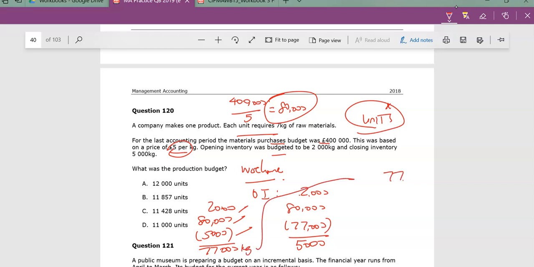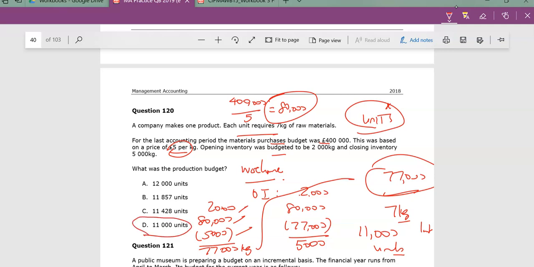They got their 77,000 kilograms, and it says that they use 7 kilograms to make 1 unit. So they must have made 77,000 divided by 7, which is 11,000 units. That was the plan. They must have made 11,000 units. That's how it works. Cool.